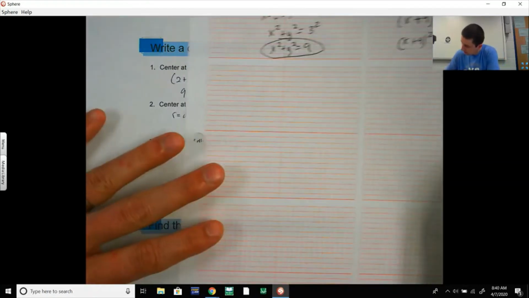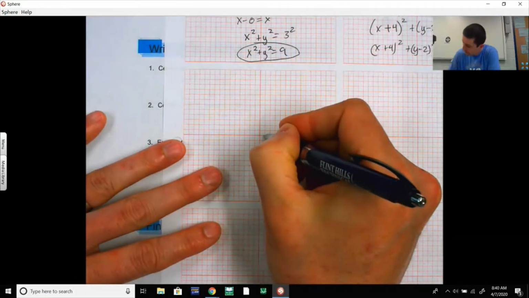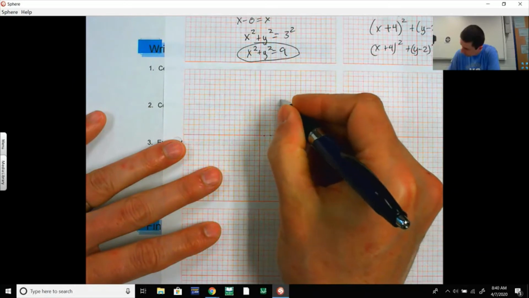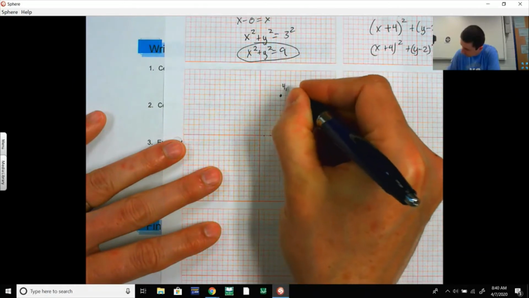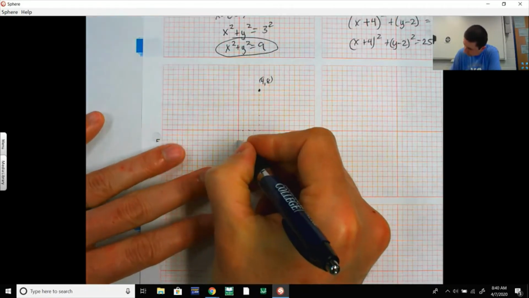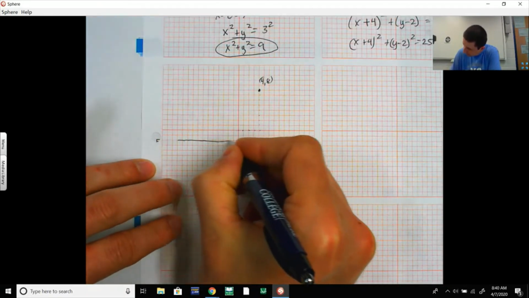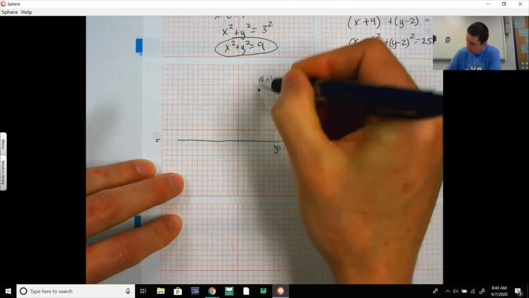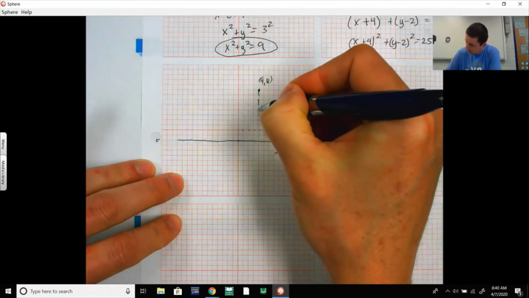Okay, but what we're checking here is (4, 8). So there's (4, 8), and it's tangent to the line y equals negative 2. So y equals negative 2 is here. It's tangent to this line right here. So this is y equals negative 2. That means this right here has to be your radius.